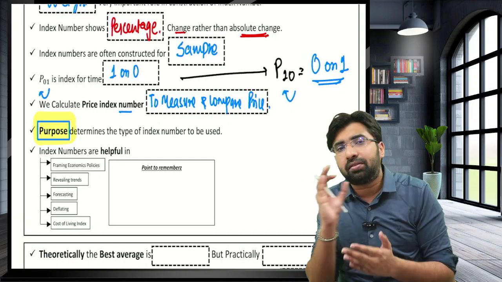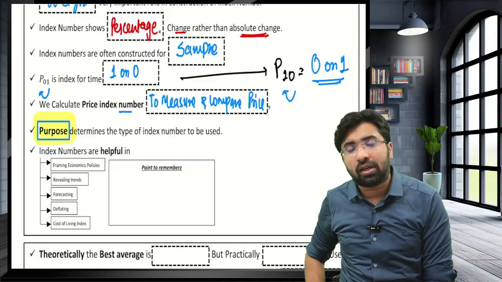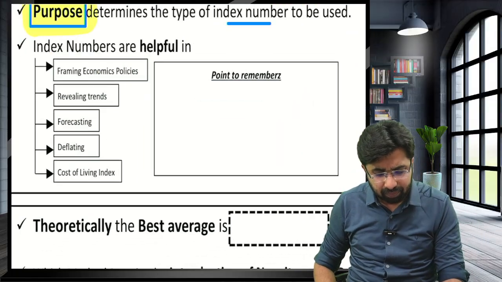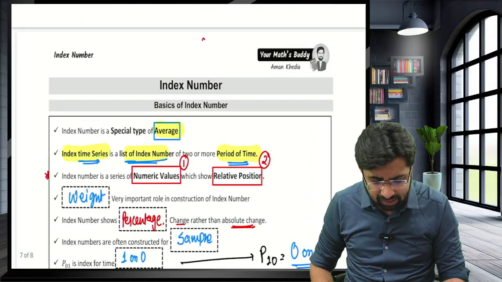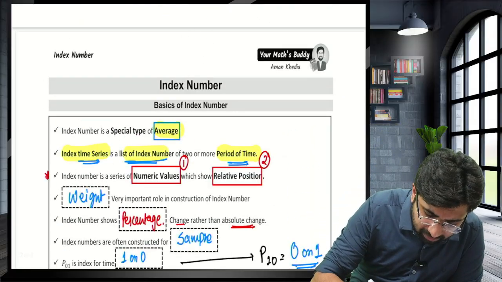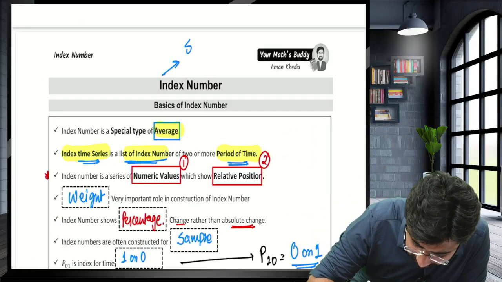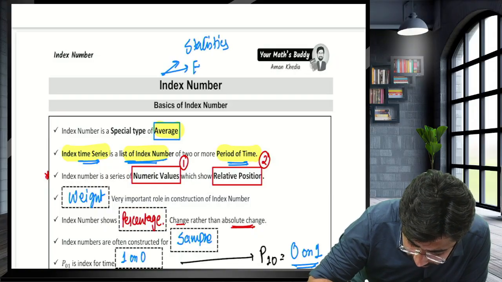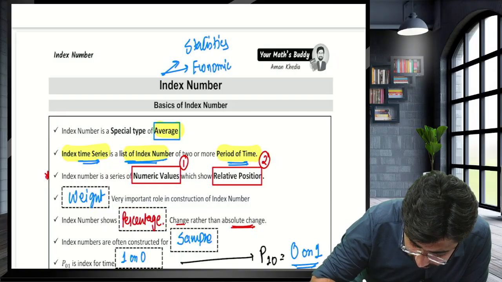Guys, the purpose decides what type of index number I should calculate. Index numbers have many uses. They are used in statistics, and they are also used in economics.